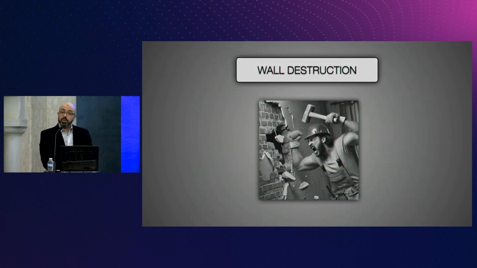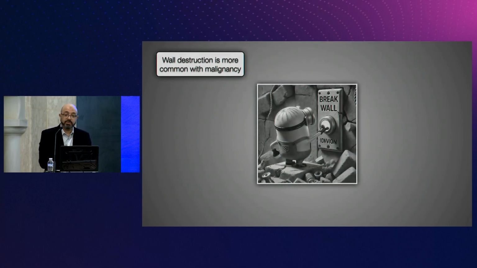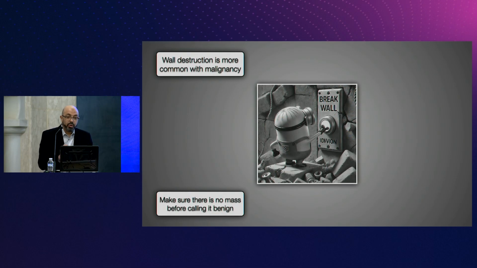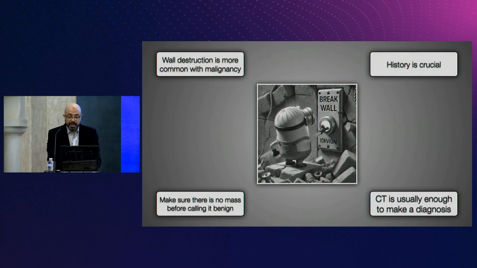Now a different topic, wall destruction. Wall destruction is very common in cancers, but you still can see that in benign cases. Make sure that there is no mass before calling it benign. You need to check carefully. History, you need to check prior imaging, make sure that this is not cancer, because in most of the cases of bony destruction, the main reason will be cancer, right? And that's why we said history is very crucial. And CT is usually enough to make a diagnosis in these cases.